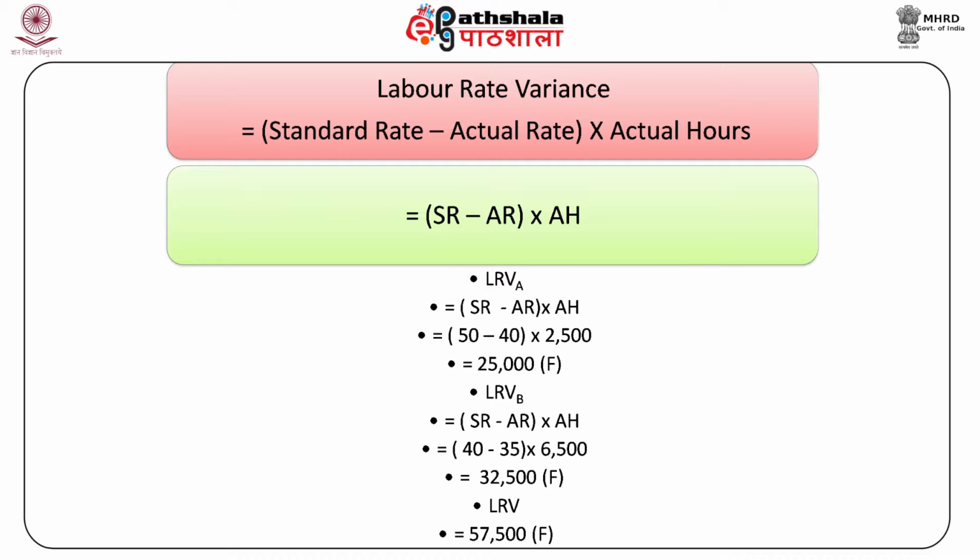Labor rate variance is equal to standard rate minus actual rate into actual hours. In short, SR minus AR into AH. LRVA is equal to SR minus AR into AH. Putting the figures into the formula, 50 minus 40 into 2,500 is 25,000 favorable. LRVB is equal to SR minus AR into AH. Putting the figures in the formula, 40 minus 35 into 32,500, that makes it 1,62,500, that is favorable. LRV will come to 57,500 total, that is favorable.